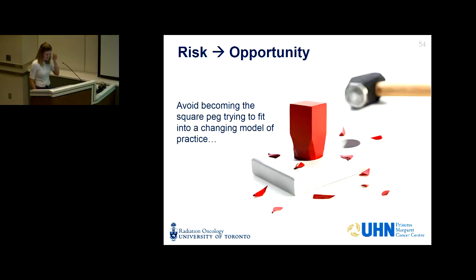And I would argue that in the 5 years since this was published, we've already changed our practice in some significant ways. So all this to say that we need to be careful not to try to stay the same, because we're increasingly going to be that square peg trying to jam ourselves into an increasingly round model of practice. If we keep trying to do this, then someone else is just going to slip in and fit better into that practice model as we move forward. So avoid trying to stay the square peg fitting into a changing model of practice.